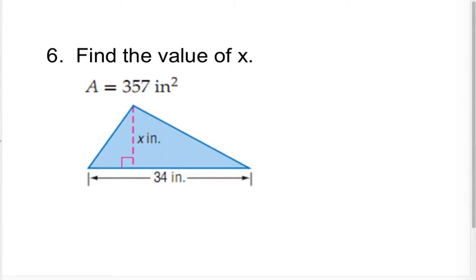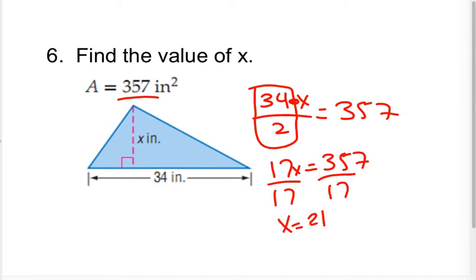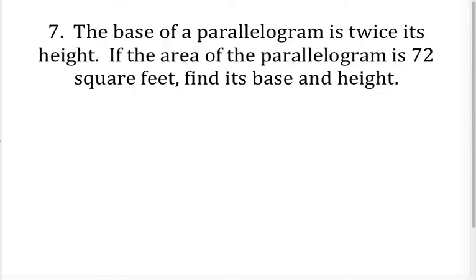So here, find the value of x. The area is 357. So 34 times x divided by 2 is going to be equal to 357. So it's a little bit of working backwards. Since this is multiplication, I can take 34 divided by 2, and that's going to be 17x equals 357. It can't be done that way if it's addition. So divide both sides by 17, x becomes 21 inches. That's my height, 21 inches.